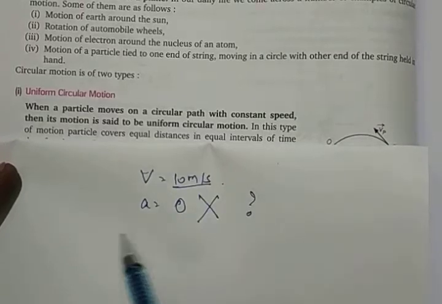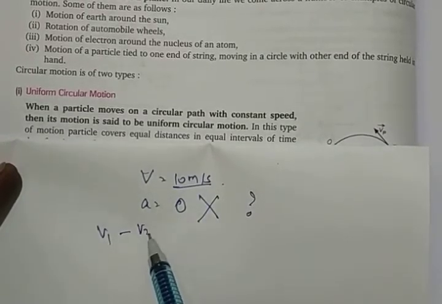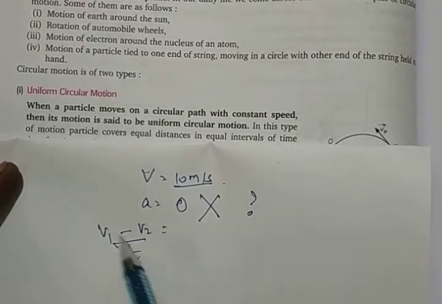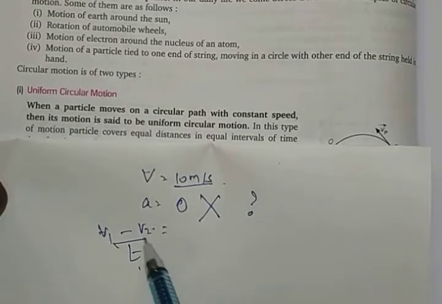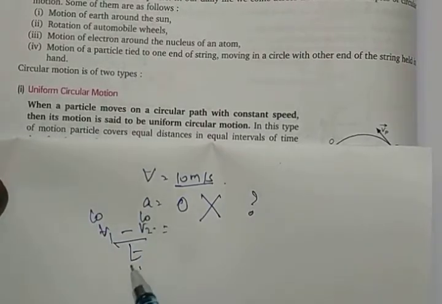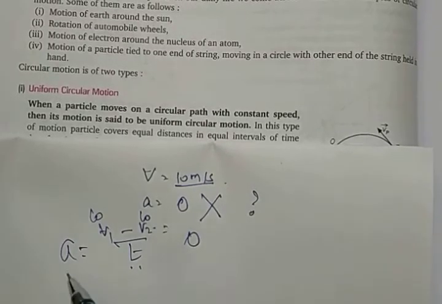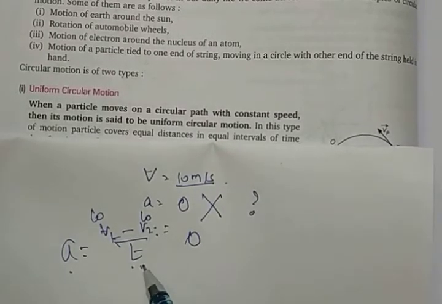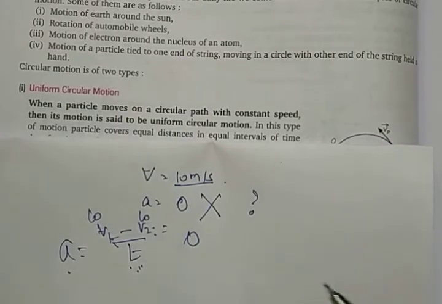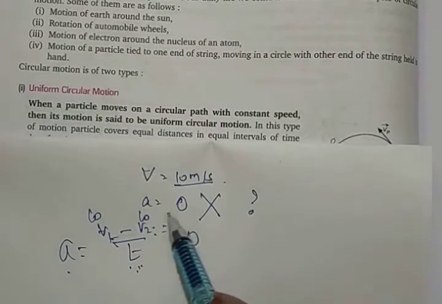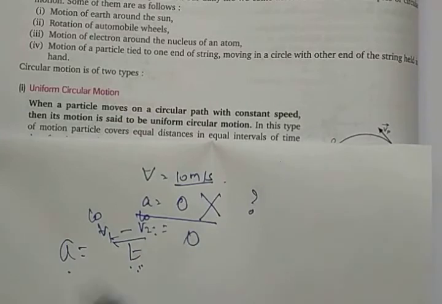The same velocity is there: velocity v1 and velocity v2, change in velocity upon time. So this is also 10, this is also 10, divided by time, so acceleration is 0. That's what the acceleration definition is. Acceleration is simply the rate of change of velocity, change in velocity divided by time. So how come the acceleration is not 0?